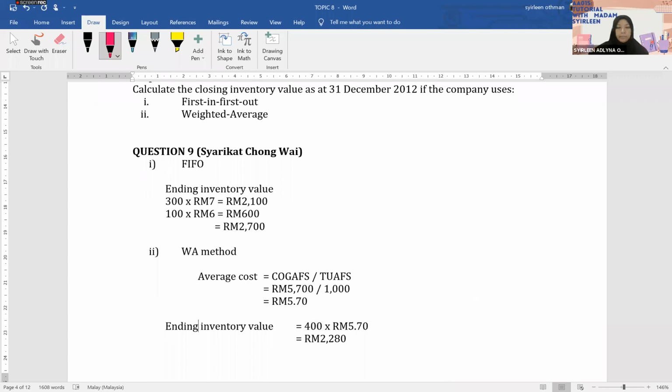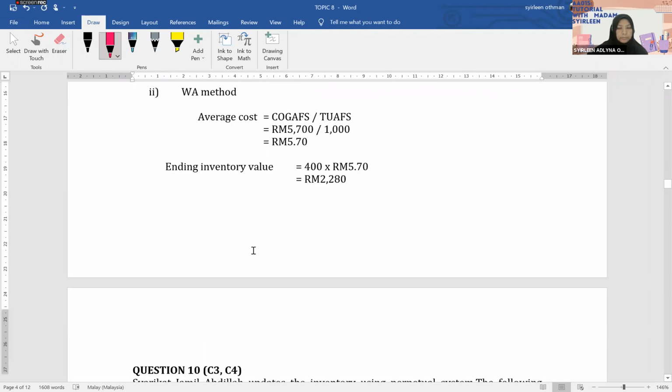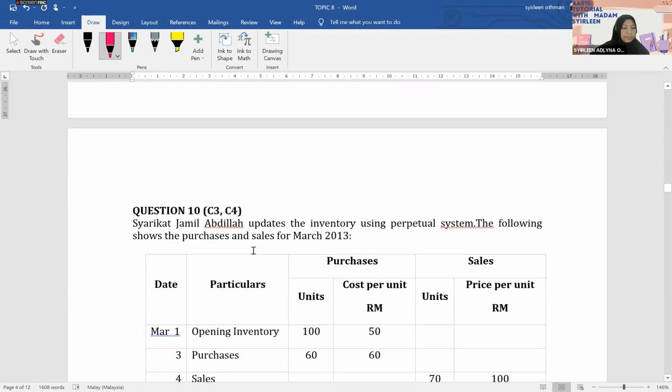Okay, ada apa-apa nak tanya? Soalan 9 senang je kan? Okay, alright, kita tengok soalan 10. Clear soalan 9? So I proceed to soalan 10. Okay, soalan 10 very clear. Kita akan guna perpetual system.